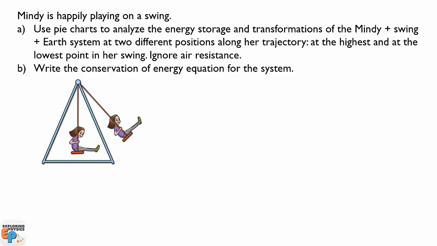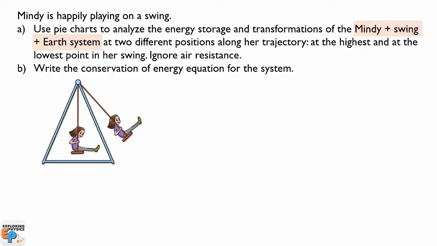Ignore air resistance. In part B of the problem, we need to write the conservation of energy equation for the system. The system is Mindy plus swing plus Earth, and it is an isolated system. The gravitational force acting on Mindy and the swing is an internal force because the Earth is part of the system. There are no external forces acting on the system, and as a result, the total energy of the system is constant. No energy is transferred into or out of the system.